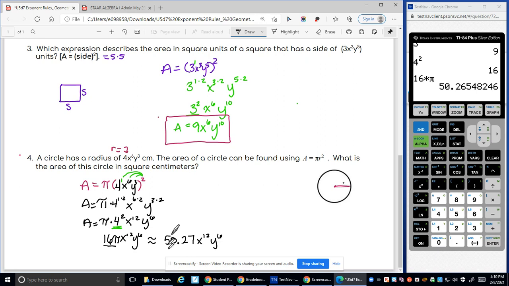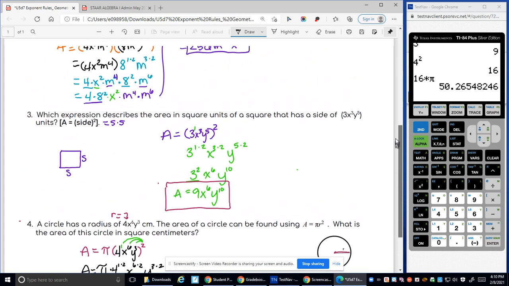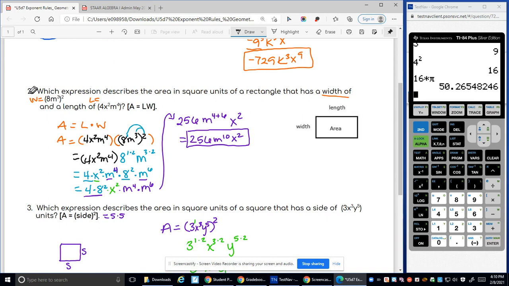So thank you so much for being with me today. I think the major one, if I had to point out, the one that you would definitely want to understand is number 2, calculating the area of a rectangle with width and length. That would be one that would be essential.